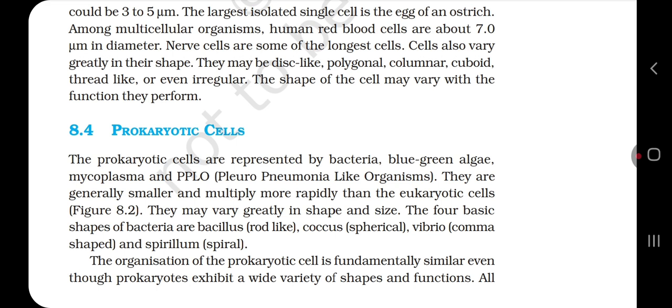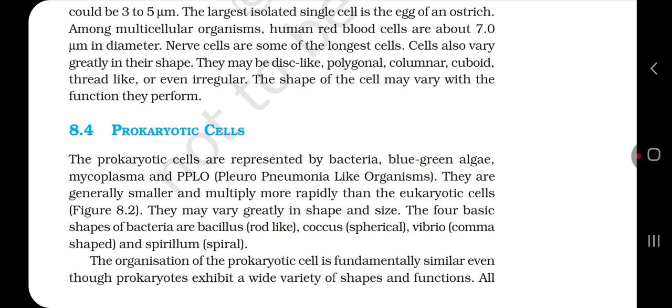8.4. Prokaryotic cells. The prokaryotic cells are represented by bacteria, blue-green algae, mycoplasma, and PPLO, that is pleuropneumonia-like organisms. They are generally smaller and multiply more rapidly than the eukaryotic cells. They may vary greatly in shape and size. The four basic shapes of bacteria are bacillus, meaning rod-like, coccus, meaning spherical, vibrio, meaning comma-shaped, and spirillum, meaning spiral.